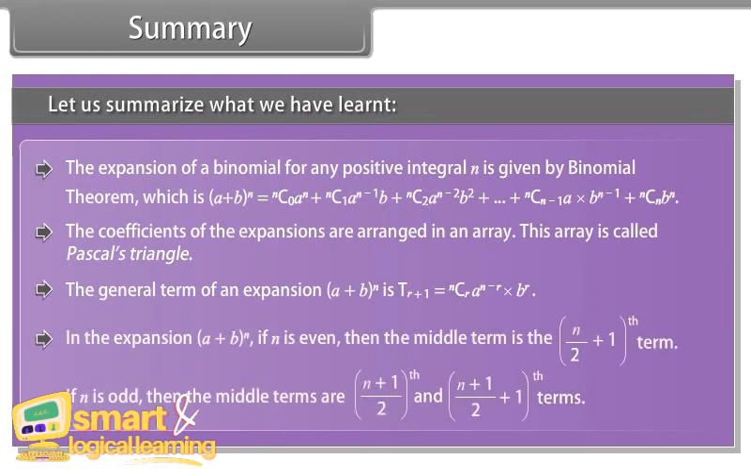In the expansion (a + b) raised to power n, if n is even, then the middle term is the (n/2 + 1)th term. If n is odd, then the middle terms are the ((n+1)/2)th and the ((n+1)/2 + 1)th terms.